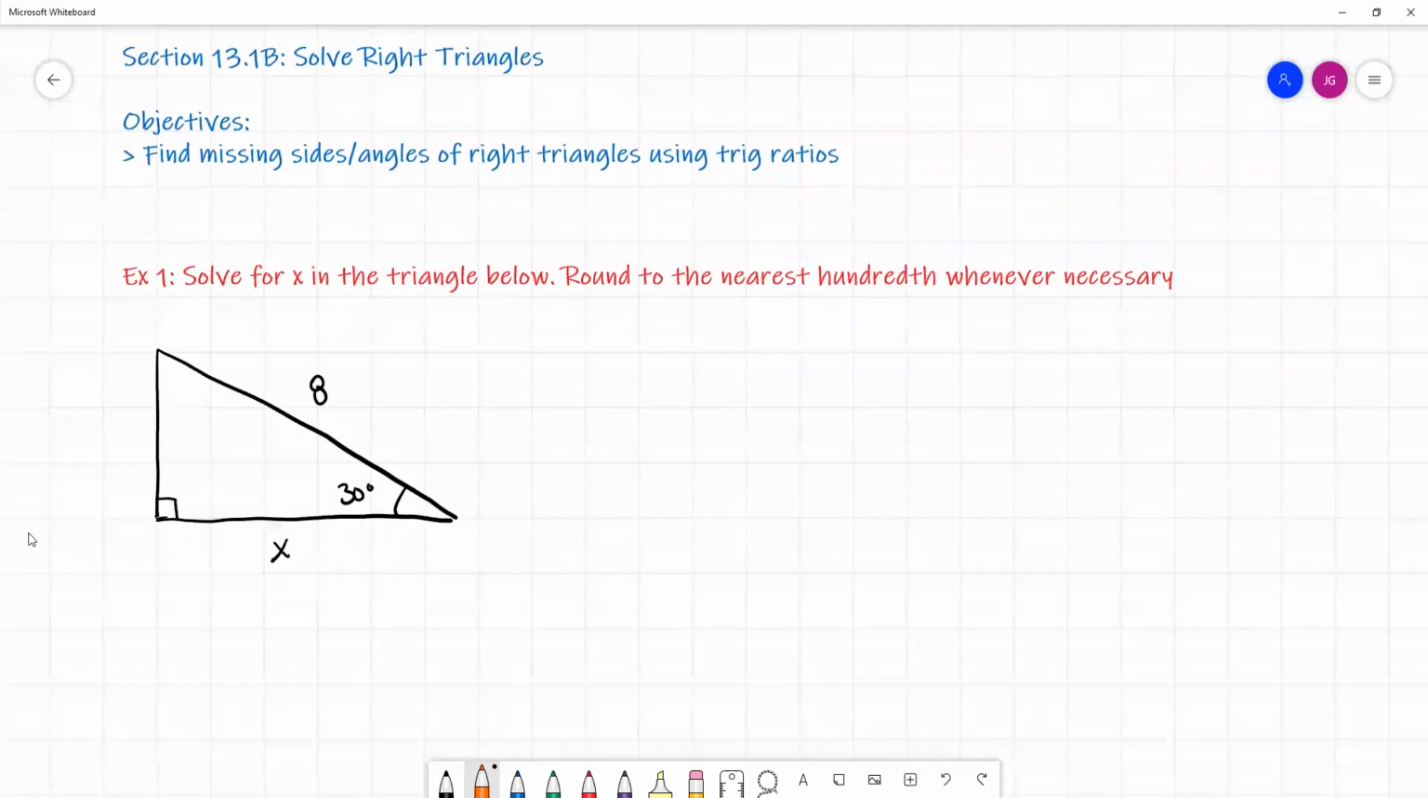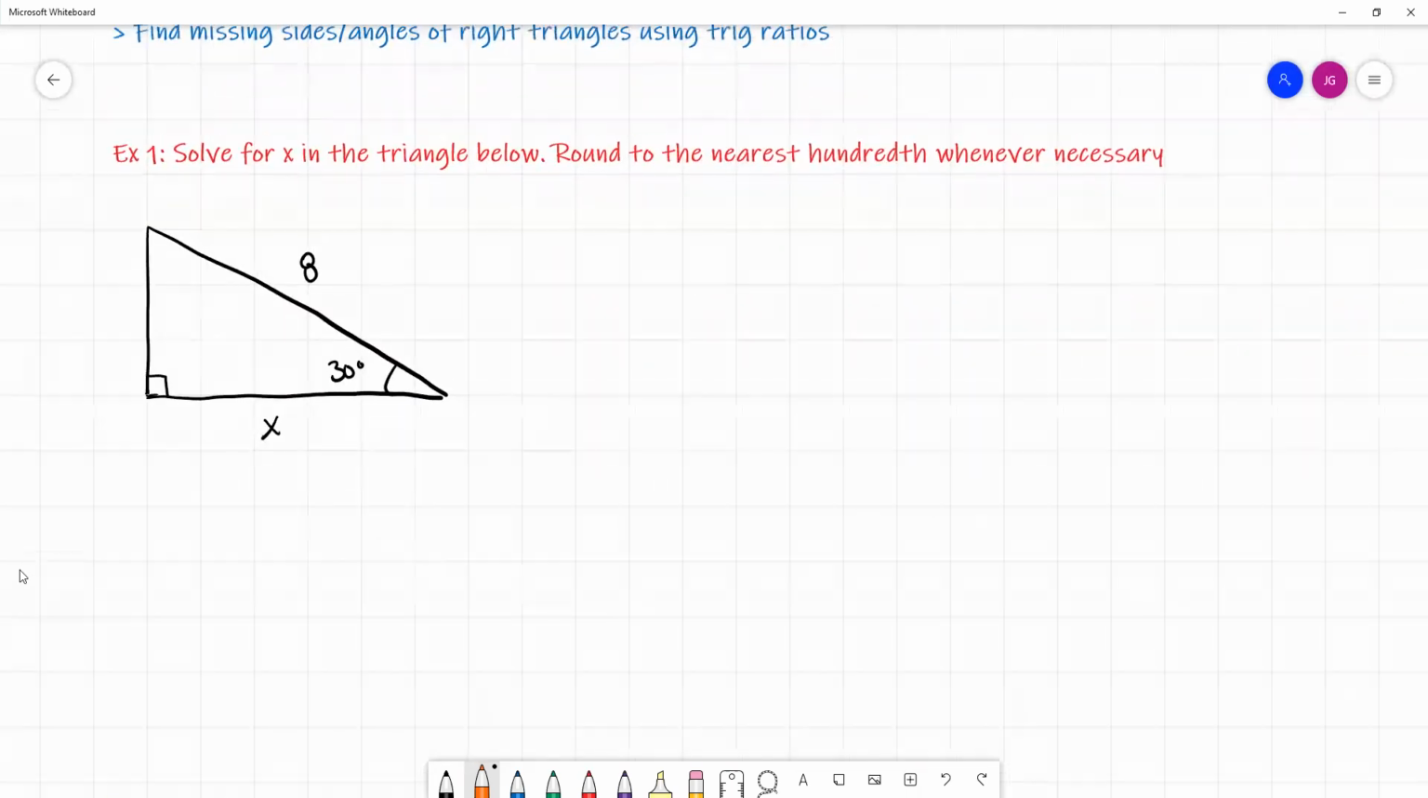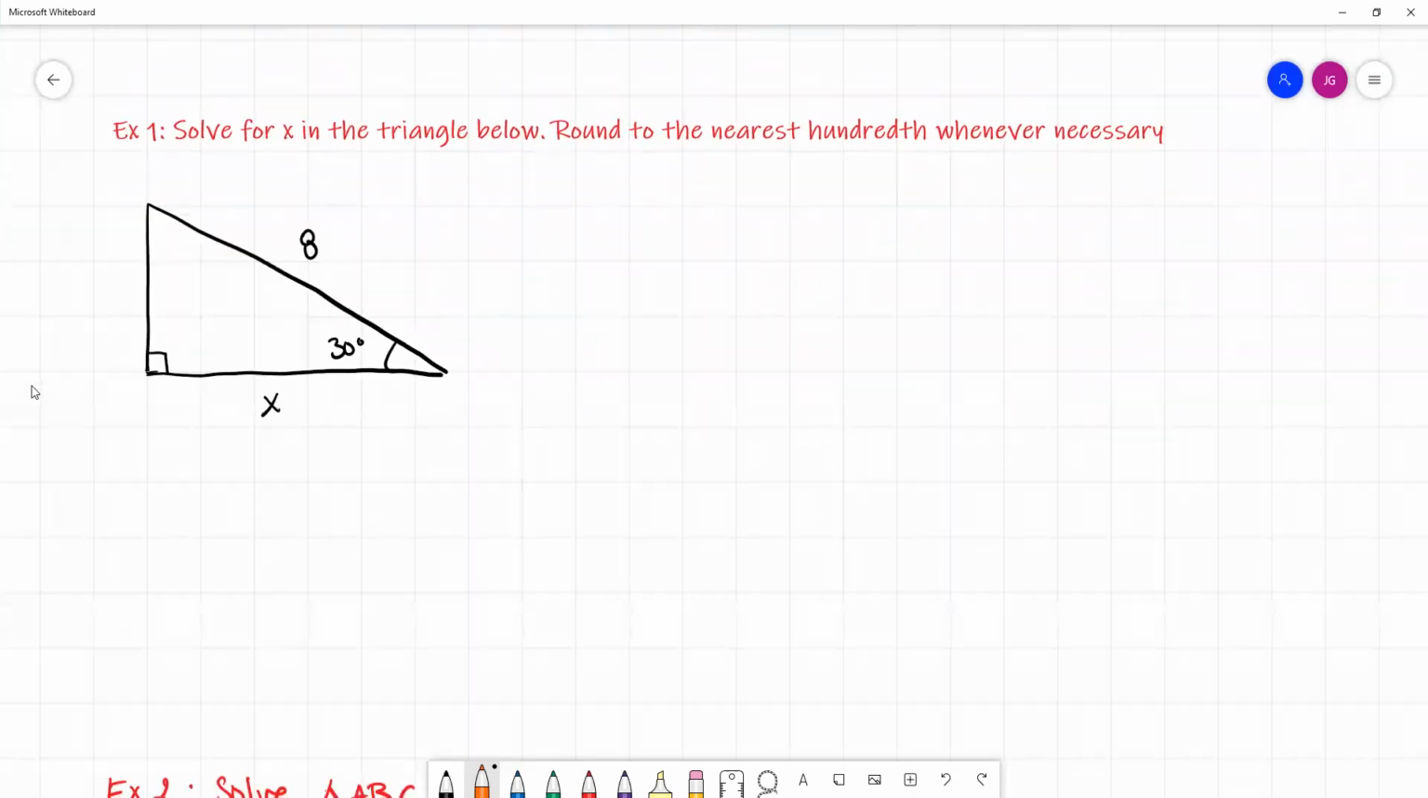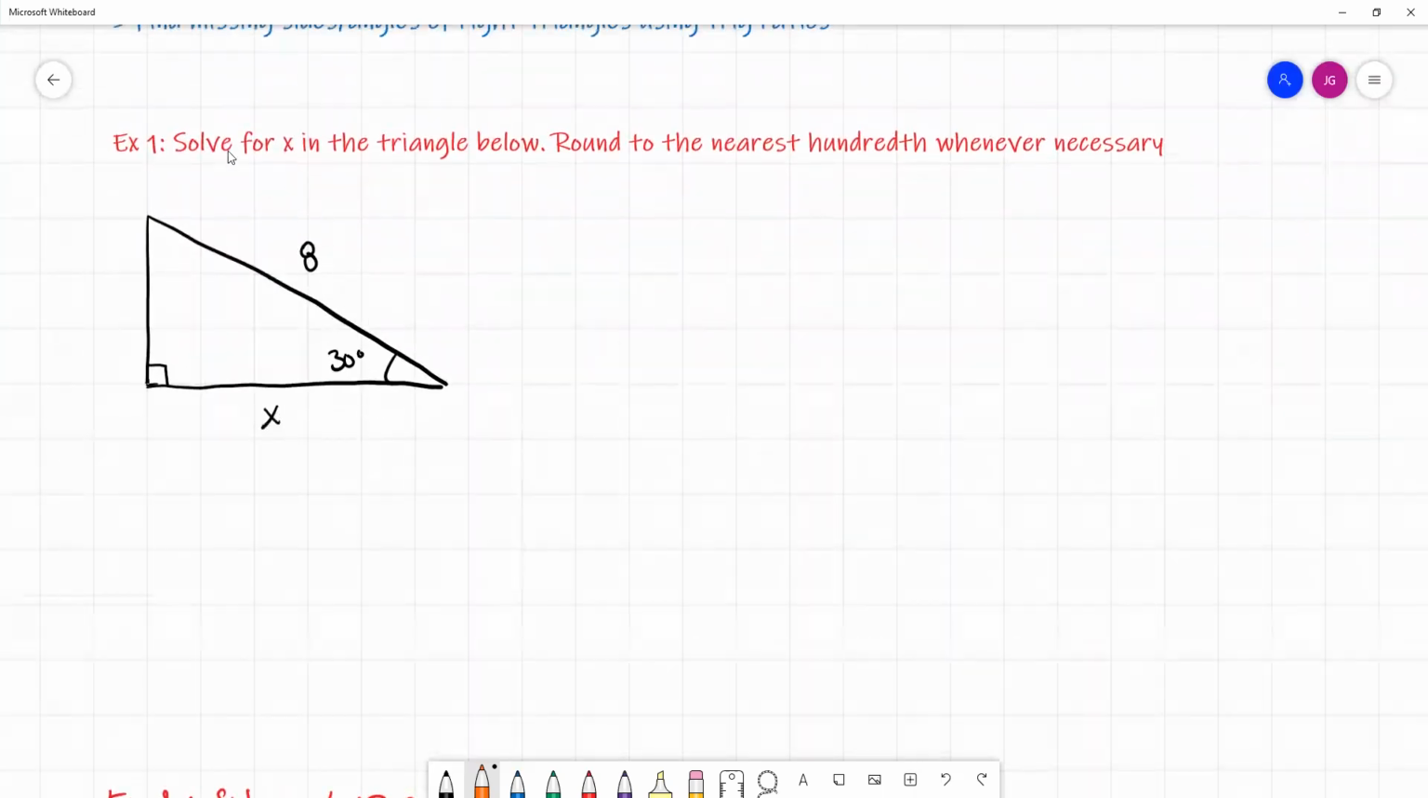So let's jump into an example and see what we can do with these trig functions and trig ratios. Solve for x in the triangle below, round to the nearest hundredth whenever necessary. So maybe we'll have to do some rounding at the end here. We have a couple of pieces of information. We have the length of the hypotenuse. One of the angles is measuring 30 degrees. And then we want to find the length x of this leg right here.